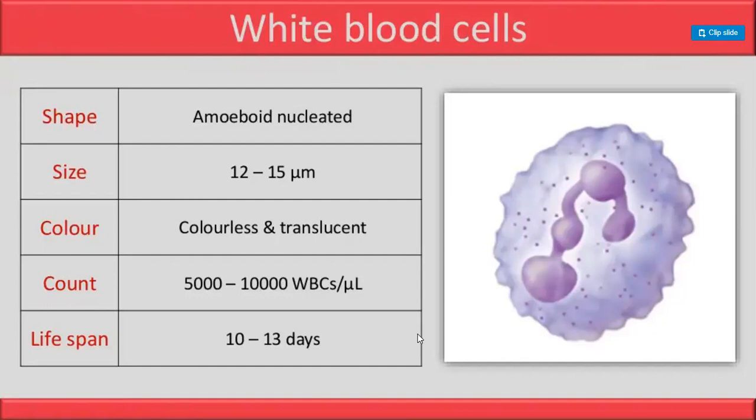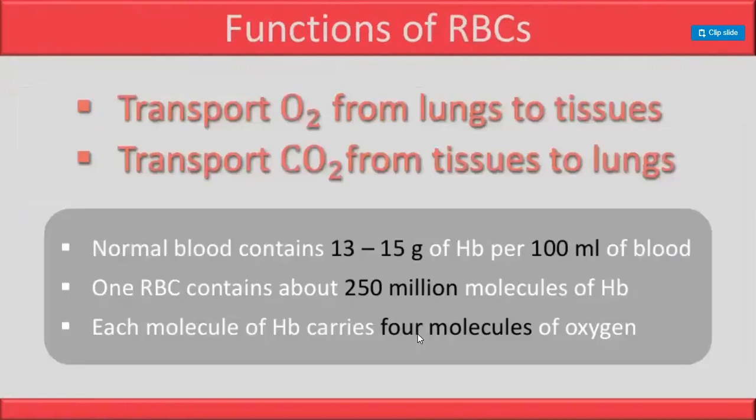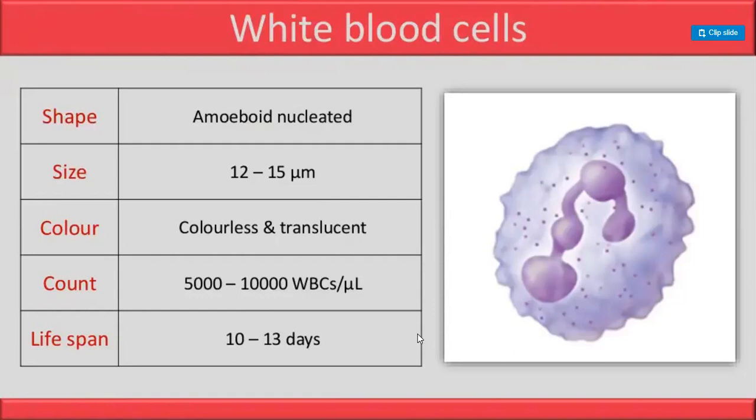Now, white blood cells, unlike red blood cells, are colorless and translucent. So they are not red in color. Remember we said that for red blood cells, because of the pigments, the hemoglobin gives it its red color. But for the white blood cells, they do not have hemoglobin, and because they do not have hemoglobin, they do not have a red color, so they are actually colorless.